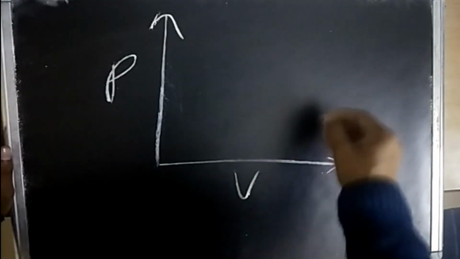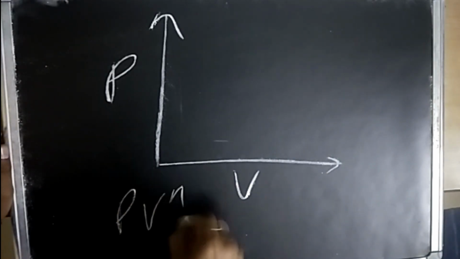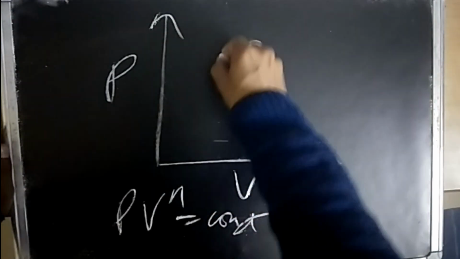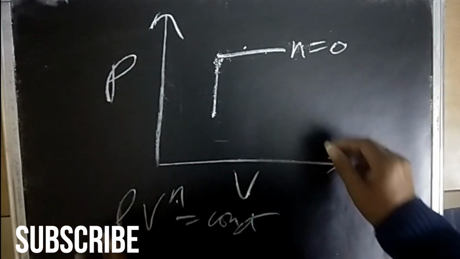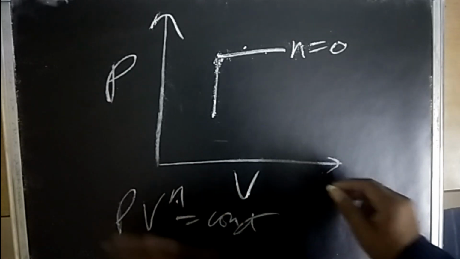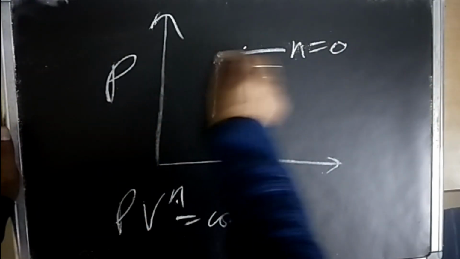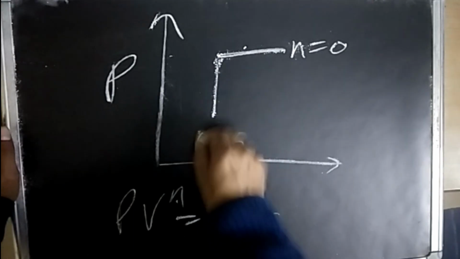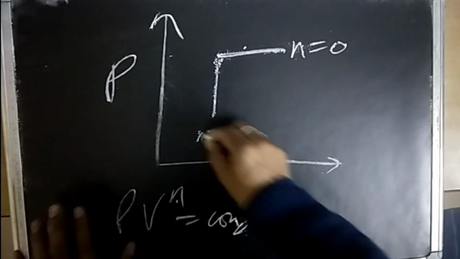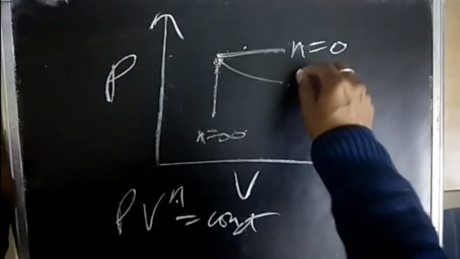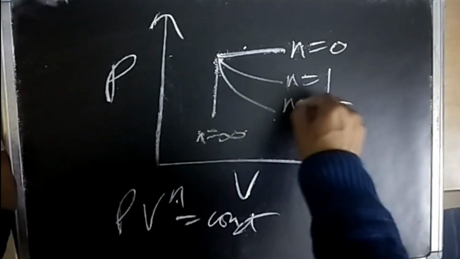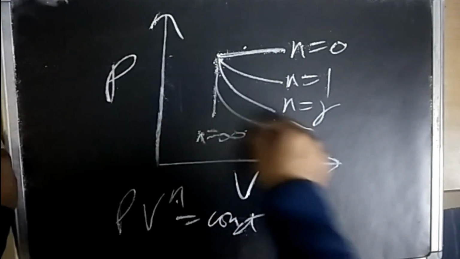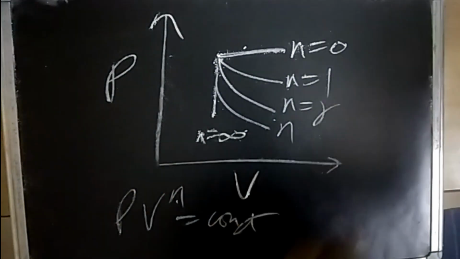Next thing is that let's take PV. We know PV to the power n is constant. I will plot all the curves. If n is equal to 0, V to the power 0 means 1, P is constant, that is constant pressure, a straight line like this. If n is infinite, then constant volume like this. If n is 1, then isothermal, PV is constant. If n is gamma, then adiabatic like this, and otherwise it is polytropic.